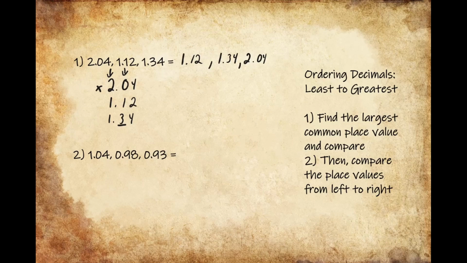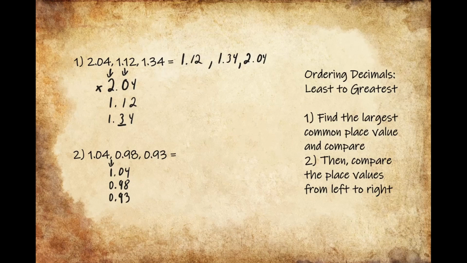So now for question number 2 here, we're going to go ahead and rewrite these decimals down below. So we have 1 and 4 hundredths, we have 98 hundredths, and we have 93 hundredths. So our first step is to find the largest common place value and compare. And we can see here that the largest common place value is the ones place.